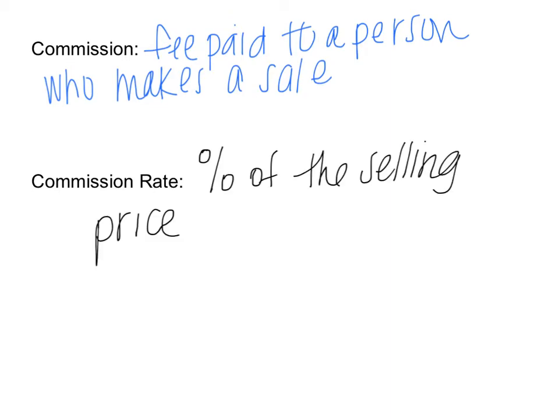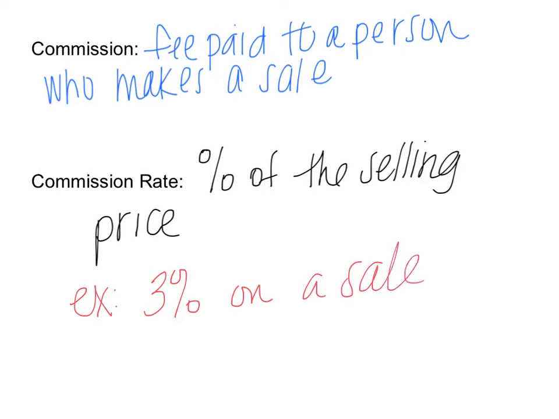The second definition is commission rate, and this is the percent of the selling price. So an example could be a real estate agent makes 3% on a sale. So maybe they make 3% of a $5 million house. They would get 3% of that total.